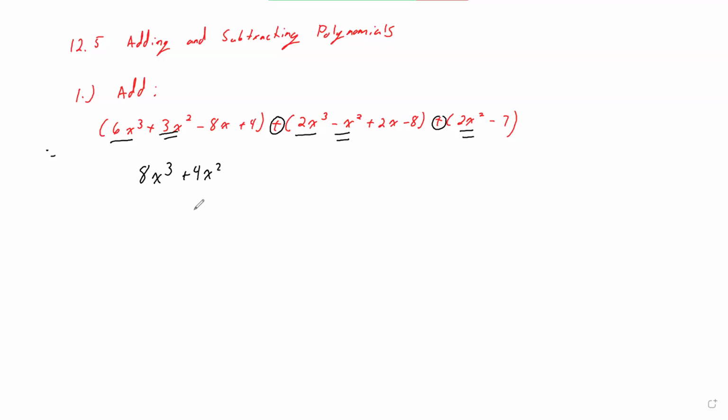So in your calculator, you're just going to do 3 plus negative 1, because there's an imaginary 1 here, plus 2, and it would come out to 4. That's why I have the little marks underneath them, because then I know I've done those. So my next one will be the x's. I got negative 8x plus 2x. What would that give me? That gives me negative 6x. There's none over here, so that would be negative 6x. That's my answer.